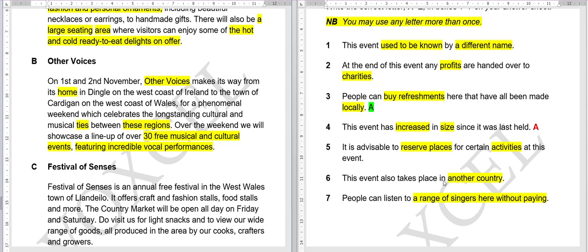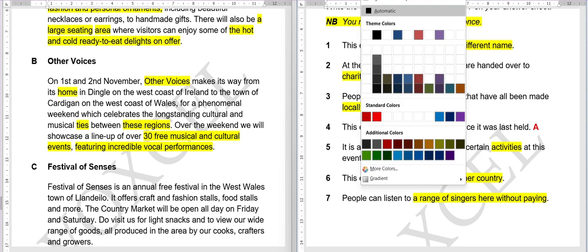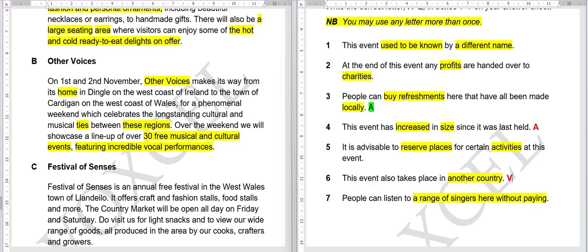This event also takes place in another country. Is there any mention of two different countries? Yes, there is. So let me first mark it here. B. Now, where is it written that it's in a different country, another country? Yes, here. It's home in Ireland to the west coast of Wales. So let me mark it completely. Here it is written clearly from Ireland to Wales. Ireland is a different country, Wales is a different country. So it also takes place in another country. I hope it is clear.